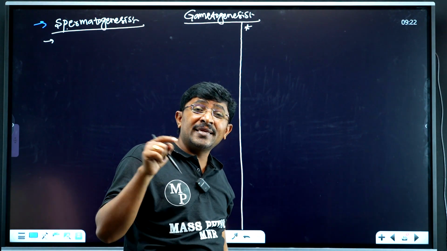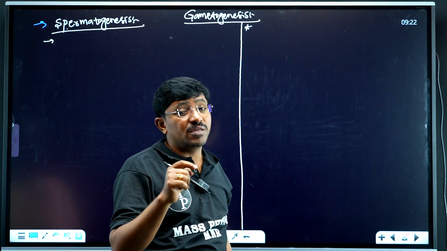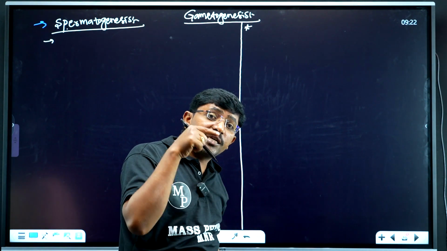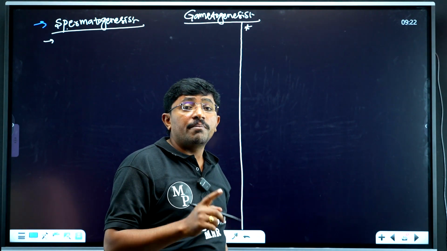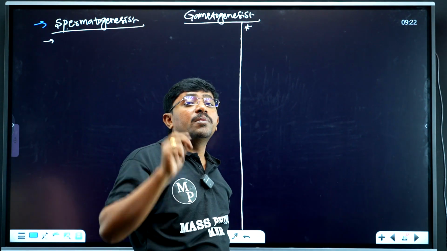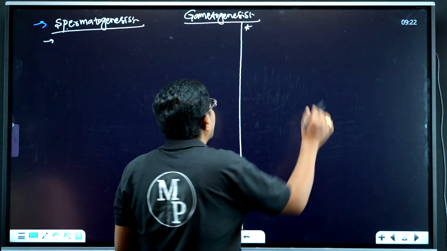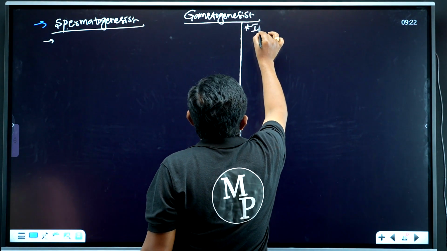Gametogenesis in females starts at the embryonic stage, when the female is in the fetal stage. But in males, the spermatogenesis process begins only at puberty age. I'll write the same words here.